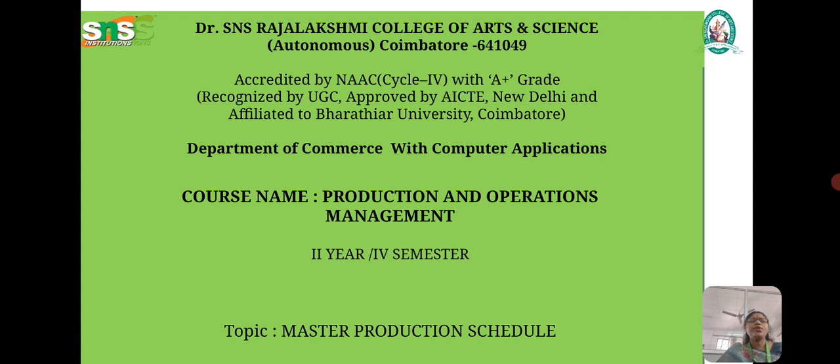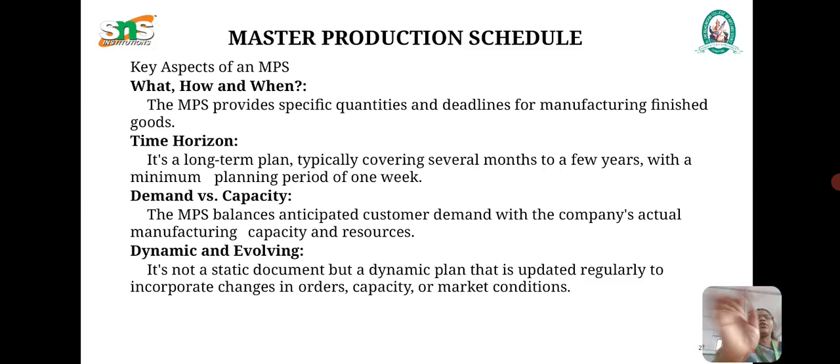a very important aspect for any organization to follow, because planning is a work half the way done. So, likewise, this master production schedule will help the organization to plan accordingly. So, the key aspects of a master production schedule is what, how, and when. The master production schedule provides specific quantities and deadlines for manufacturing finished goods. It will be in the form of a table.